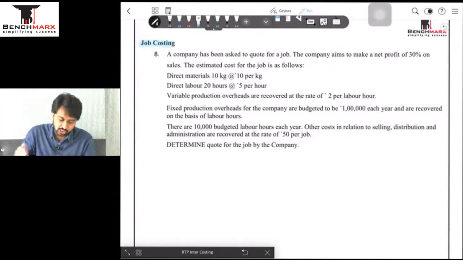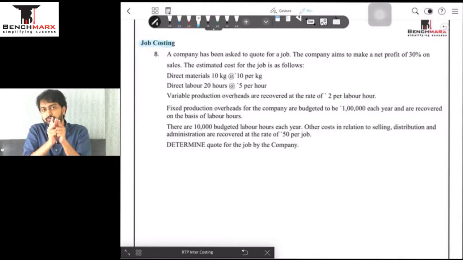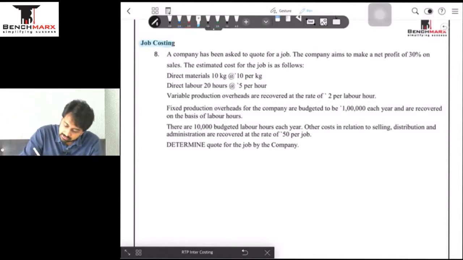Well, so let us read the question. We are now doing question number 8 of job costing. चालू करेंगे. Let us start please. Job costing. A company has been asked to quote for a job. As I said, एक job के बारे में quote करना है. We are not doing the cost sheet for one particular year or any particular period. Specifically for a job. The company aims to make a net profit of 30% on the sales.